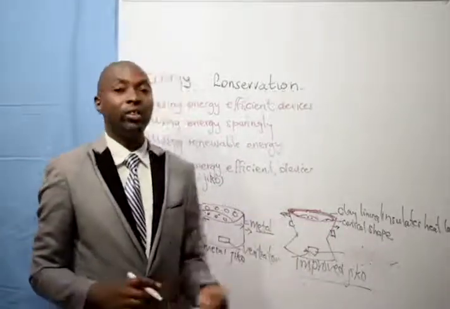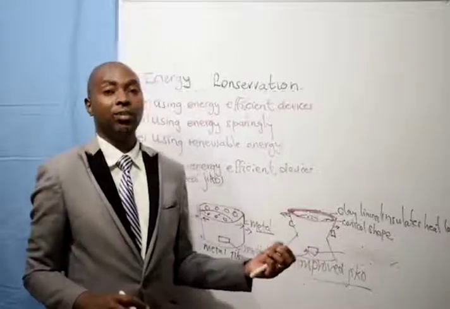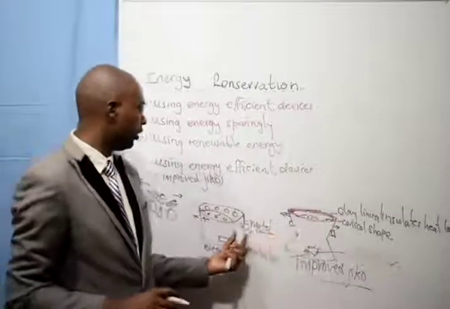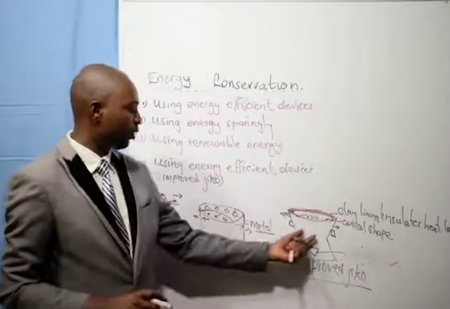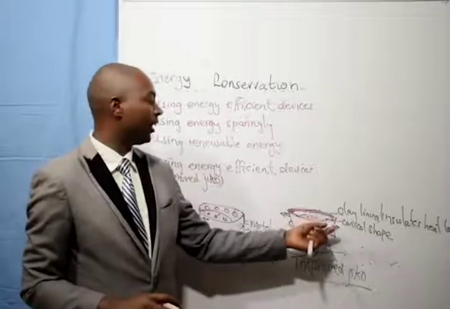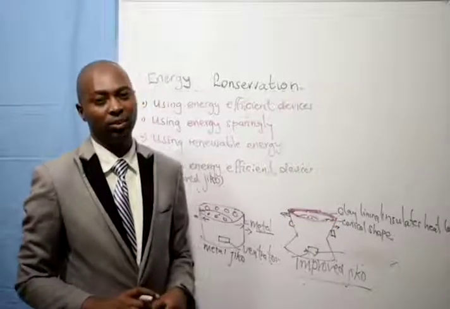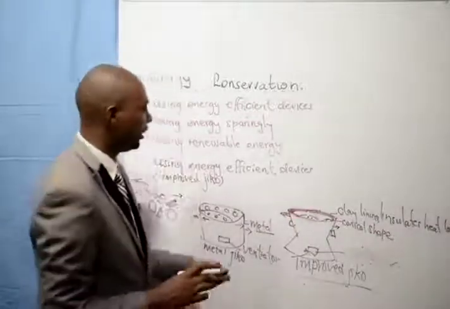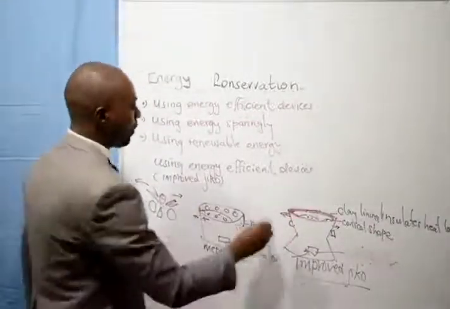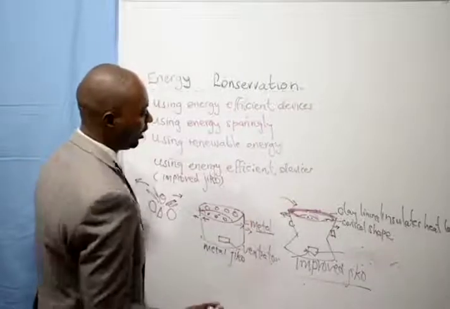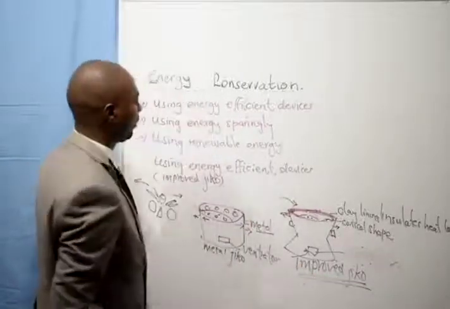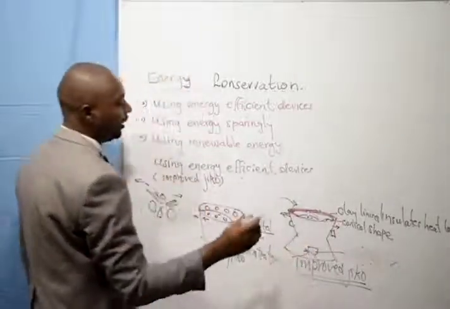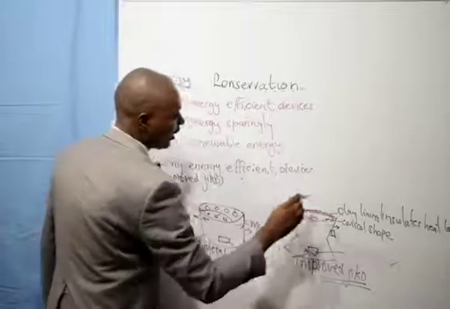The only disadvantage with this jiko is that number one, it is expensive to make. Number two, it is delicate. If you drop this one from a high height, you realize that the clay lining will break easily because the clay that is put there easily breaks. So it is delicate to handle. But it is the best in terms of conserving energy. So the best gadget to refer to when talking about energy efficient devices is an improved jiko. And the reason is it has got the clay lining.